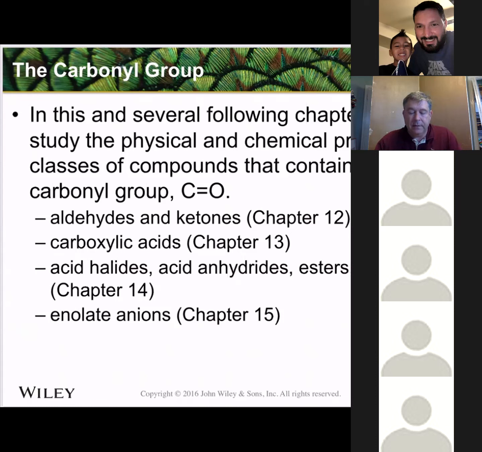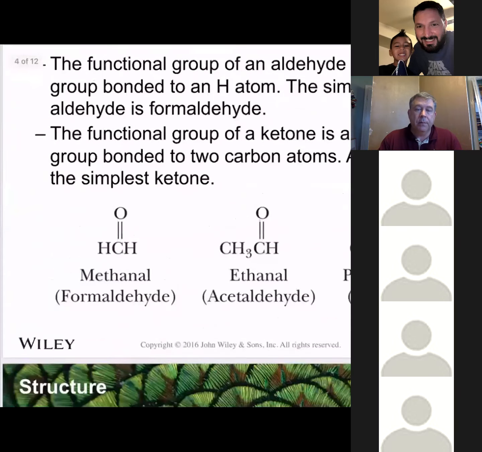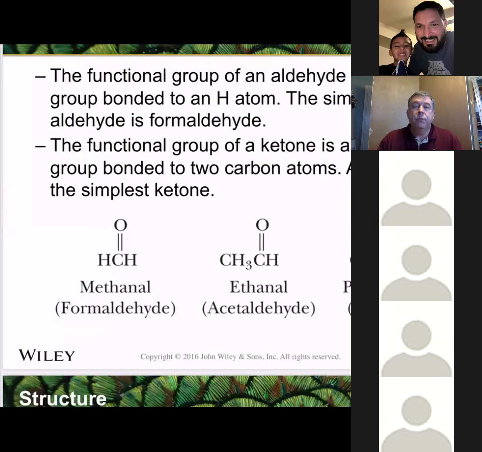The idea here is that if we just have the carbonyl group and there is a hydrogen bonded to this carbonyl group, it becomes a functional group we know as an aldehyde. The simplest of this is what we call formaldehyde or methanal.